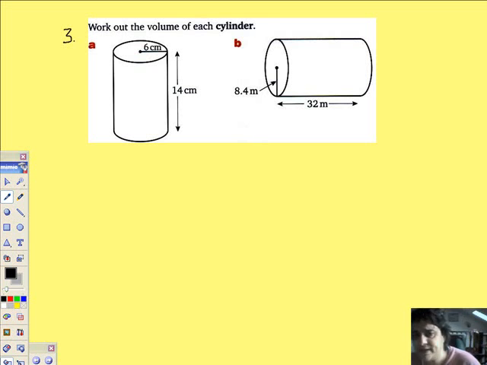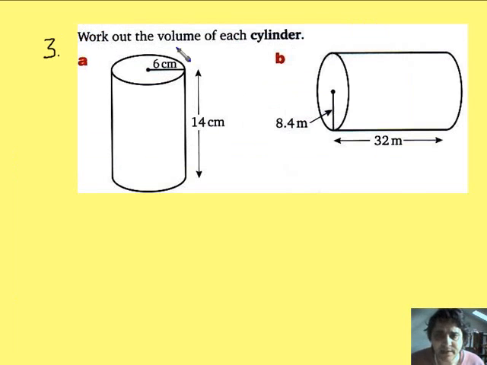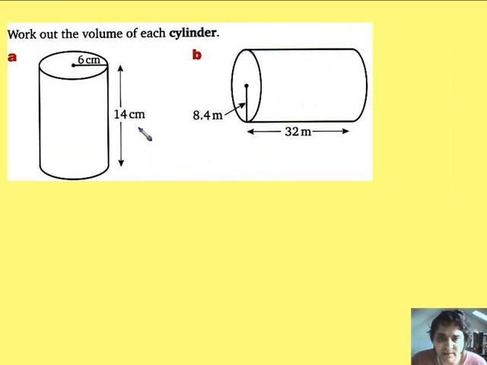11.2 question 3 deals with the volume of cylinders. Now there's A, B and C. I'll just do A and B. C has nothing special to offer except that A is in centimetres, so my answer will be in centimetres cubed.